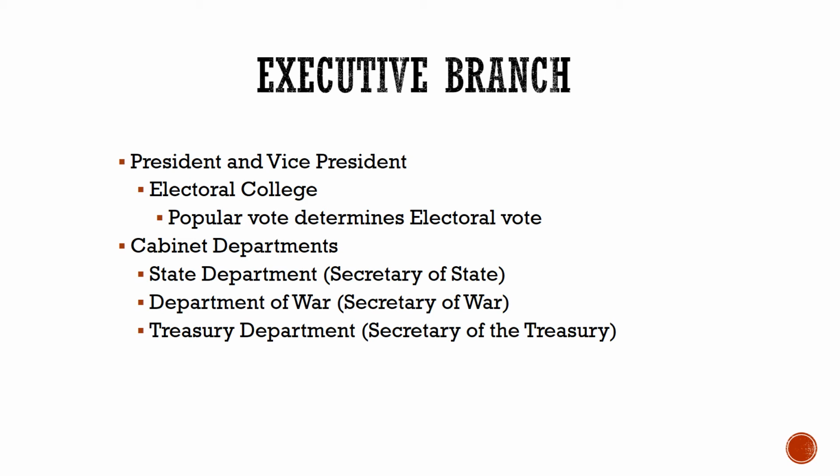So each political party chooses a set of electors. So you have Republican electors, you have Democratic Party electors. So if the Democratic candidate wins the election, then the Democratic set of electors for that state would go to the Electoral College. And once the electors get to the Electoral College, they are not required to vote for the candidate their state selected. So they have some freedom, some autonomy to do what they think is best.